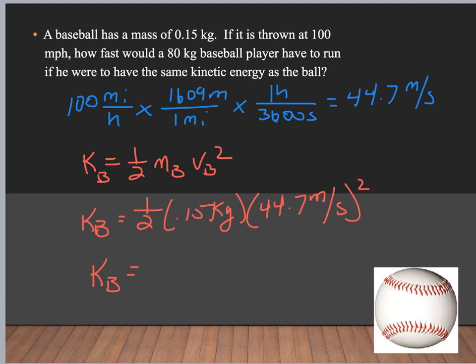Did anybody get the energy of that baseball? 149.86. Okay, so I'm going to round that to 150. So the next part asks, how fast would a person have to run to have that same amount of energy? So what that means is the kinetic energy of the ball actually equals the kinetic energy of the person. So go ahead and set that one up.